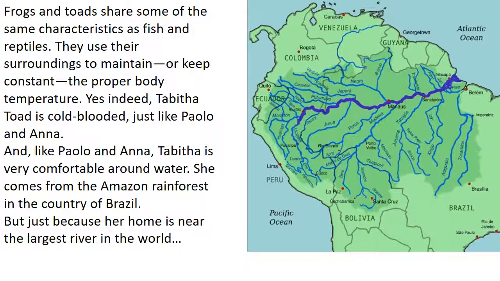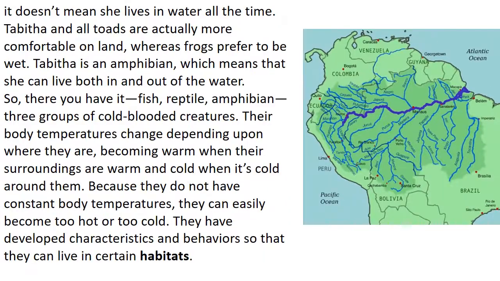She comes from the Amazon rainforest in the country of Brazil. But just because her home is near the largest river of the world, it doesn't mean she lives in the water all the time. Tabitha and all toads are actually more comfortable on land, whereas frogs prefer to be wet. Tabitha is an amphibian, which means that she can live both in and out of water.